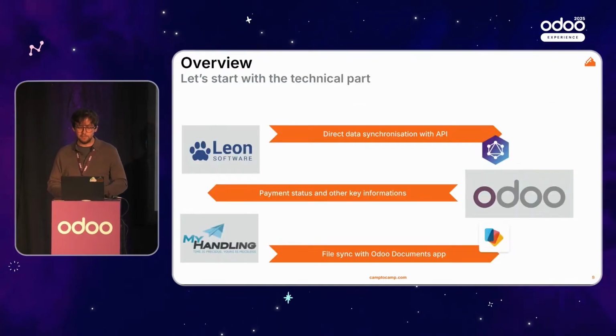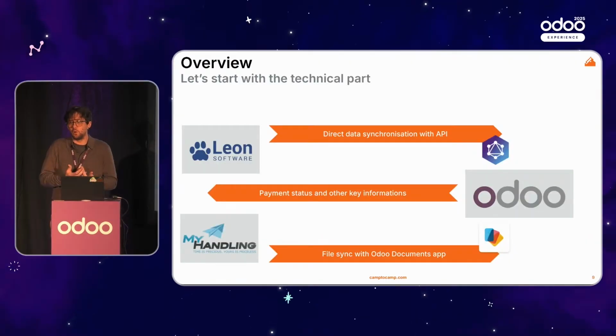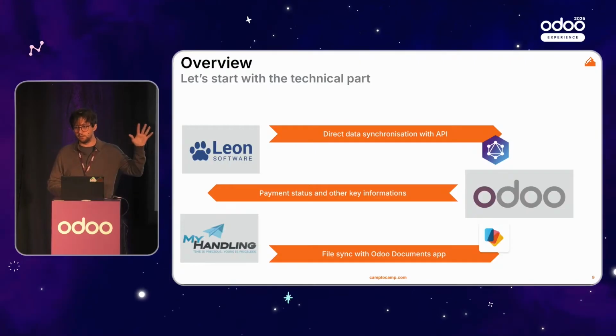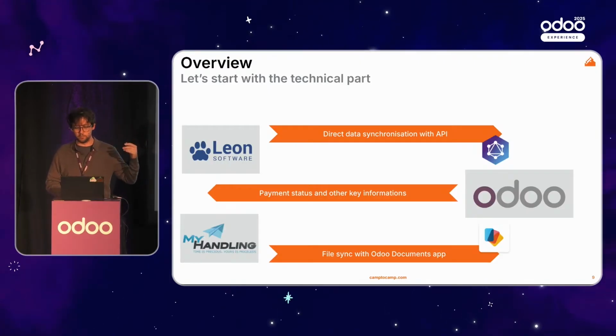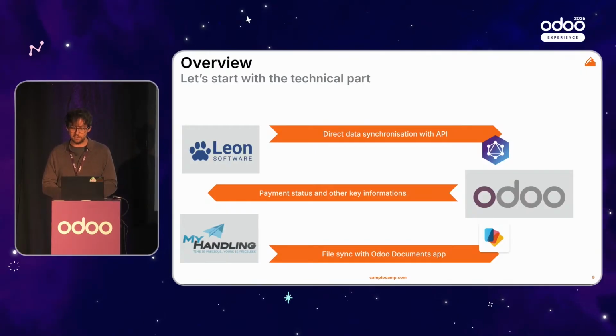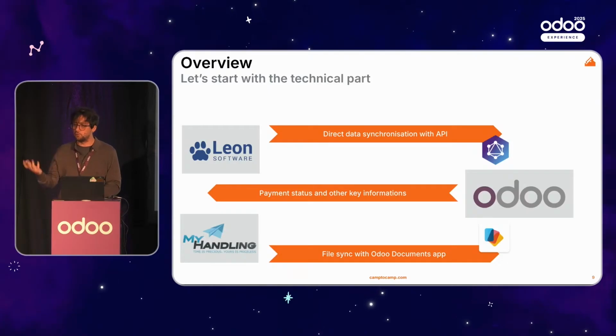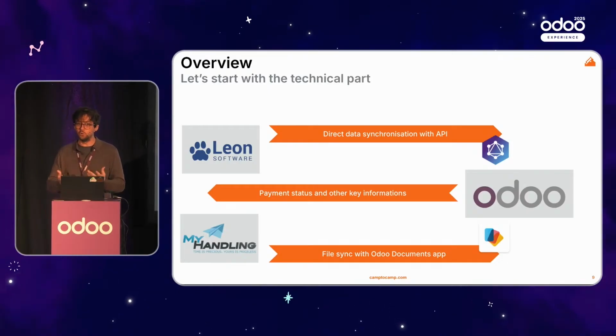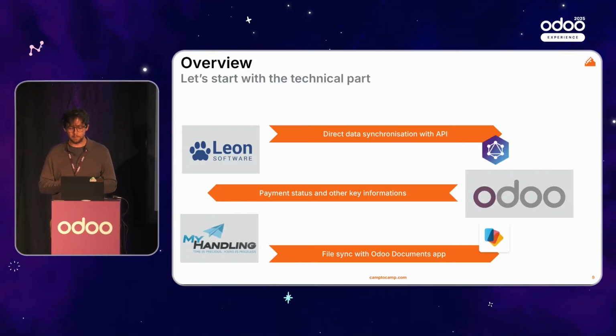If I draw a small overview of what is going on for the data, you're going to have Leon, for example, which is a flight operation software that's going to send information to Odoo through a GraphQL API. What I mean by information is invoices and documents, which we're going to see a little bit later, and Odoo is going to send some information back, for example payment status and other key information that we're going to see.